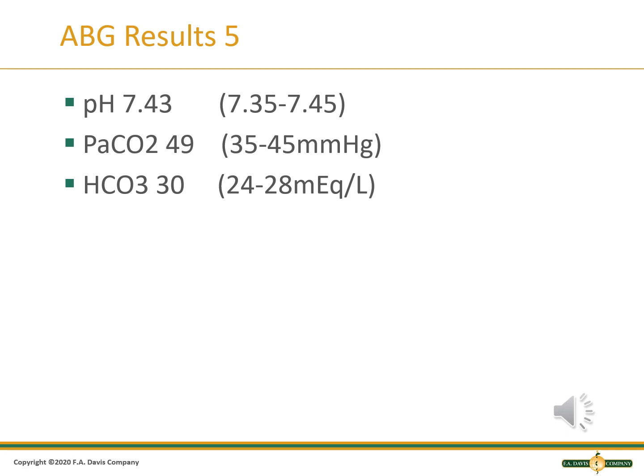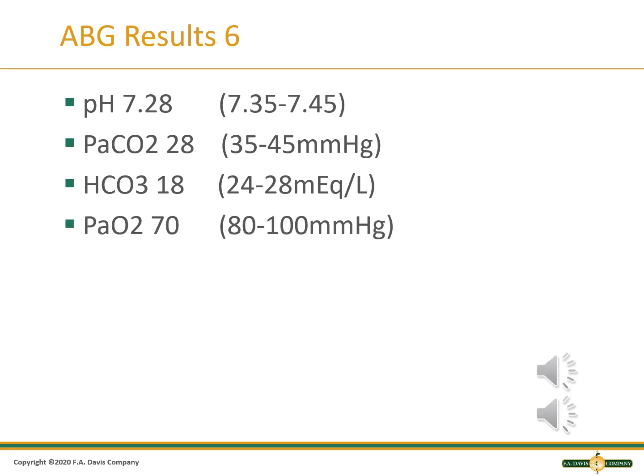Out of these three parameters, which two match? It's going to be our pH and our bicarb. So that tells us it's a metabolic issue. And this one is metabolic alkalosis. And since our pH is within normal limits, it's going to be considered fully compensated.